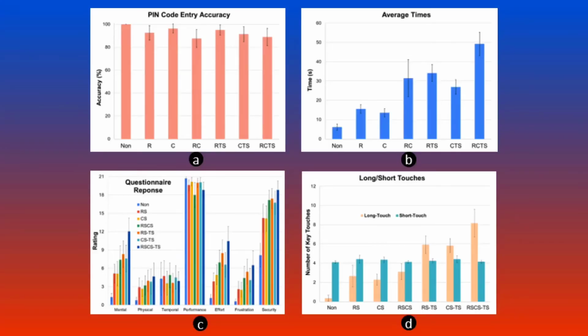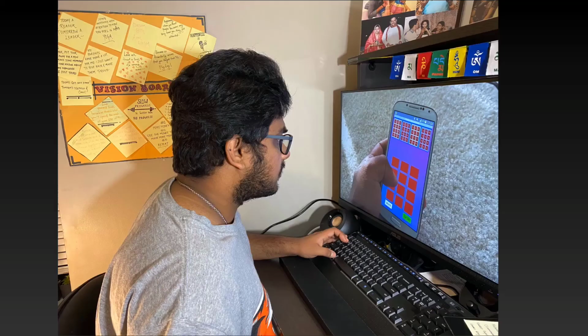Our first user study evaluated the usability of the haptic authentication method. In the second study, we interviewed 3 cybersecurity experts on various security aspects of the haptic authentication method.